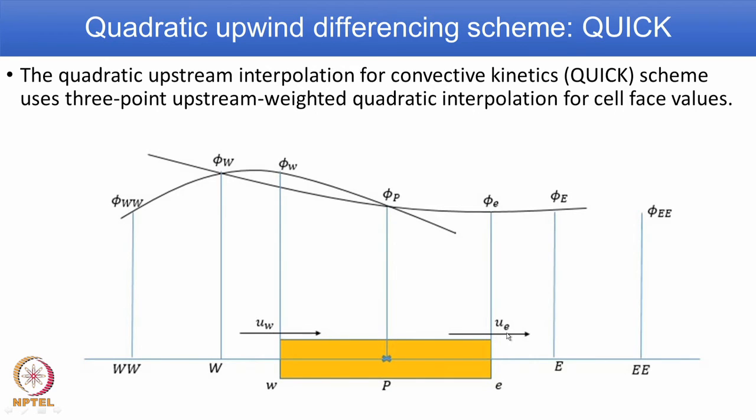Both uw as well as ue are shown from left to right. For the face w, phi small w is of interest. Then you have a quadratic fit running through 3 nodes. The immediate downstream node is phi at P, then one node on the left is phi at capital W, then one node upstream is phi WW. That is a quadratic fit. Similarly, for face e, you consider one node immediately downstream, phi at capital E, then phi at P, then one more node upstream, phi at W. That is the graphical representation of the quadratic fit.